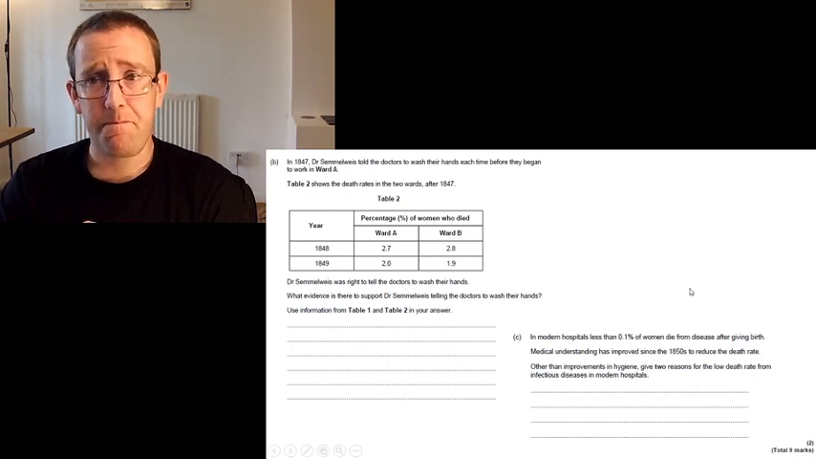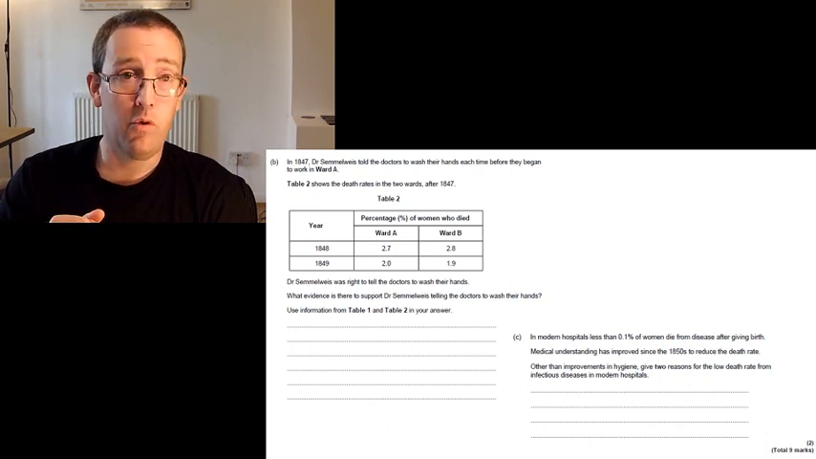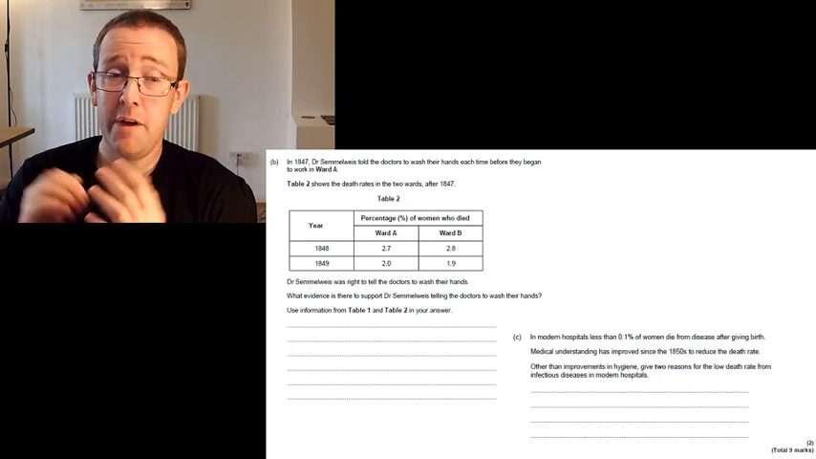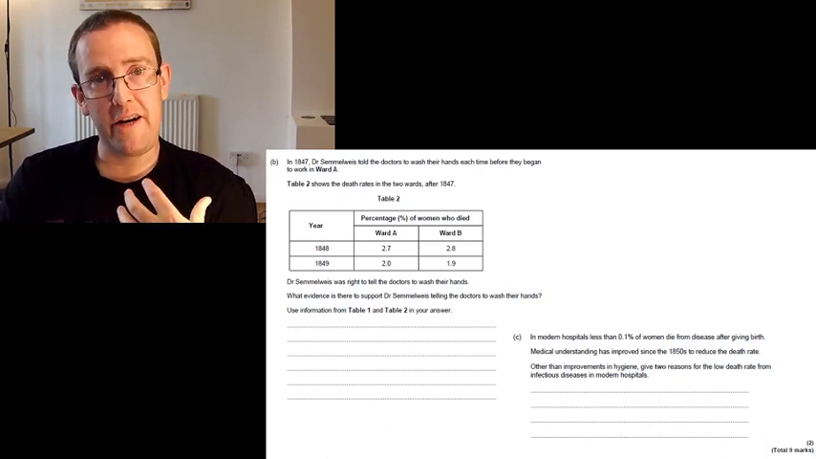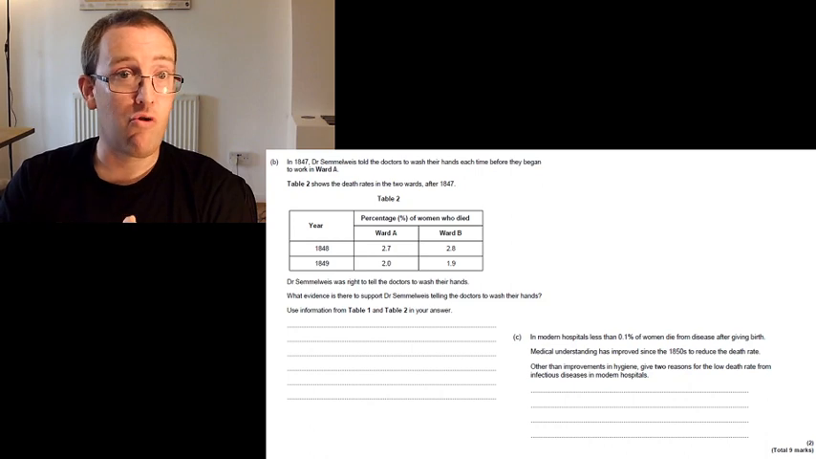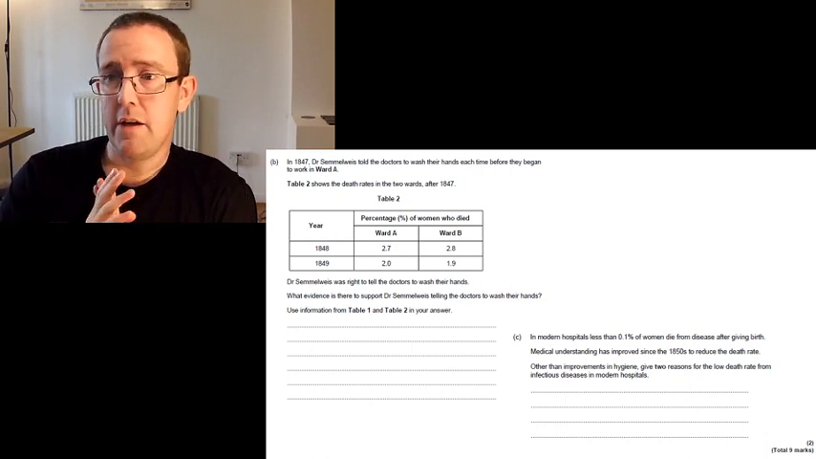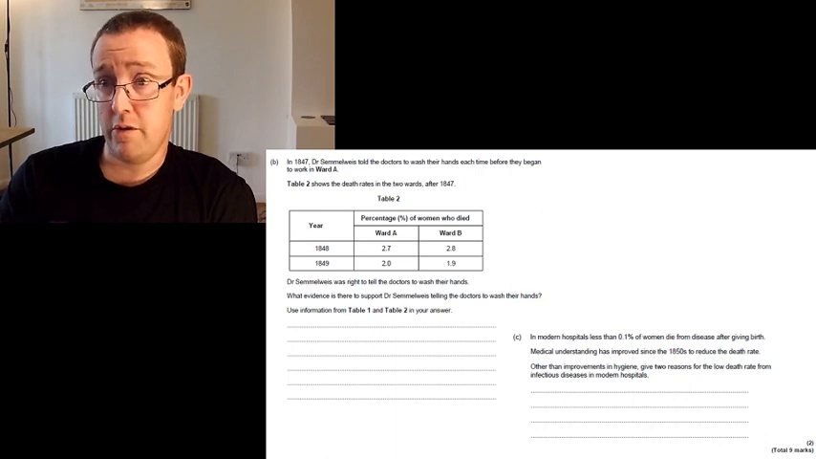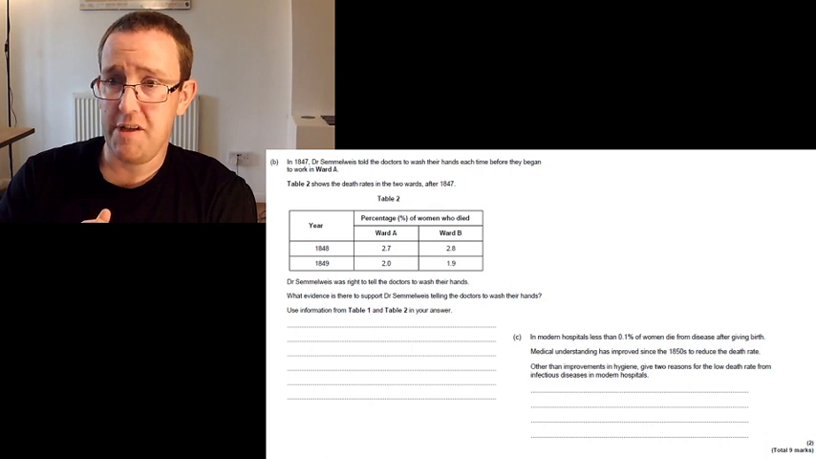Next one then. So in 1847, Dr. Semmelweis told the doctors to wash their hands before they began to work in Ward A. So it seems very sensible now, but this was genuinely revolutionary. And he would put out buckets of chlorinated water, so like very, very strong swimming pool water kind of arrangement for them to wash their hands in. So table 2 shows the death rates in the 2 wards after 1847.